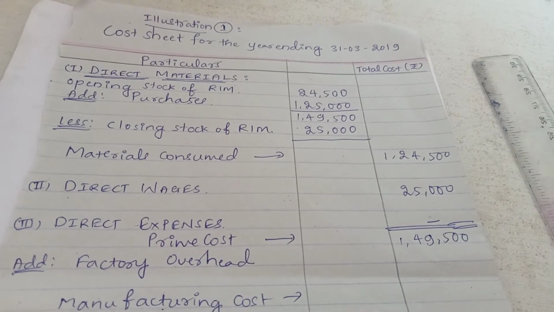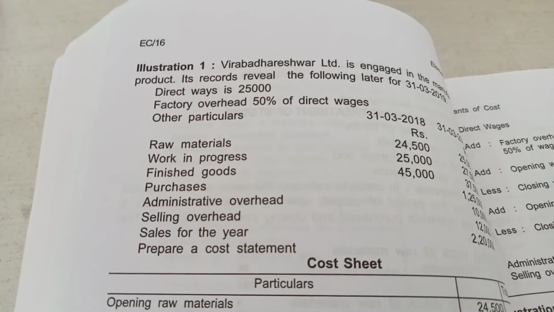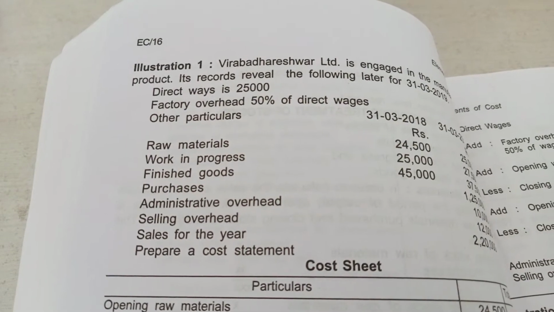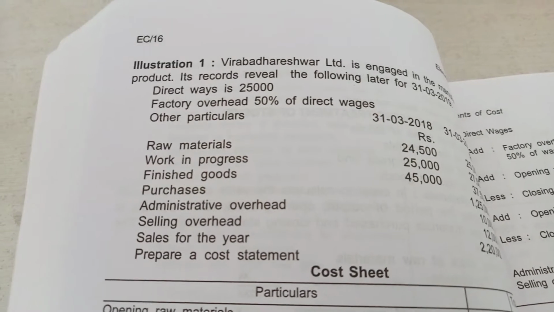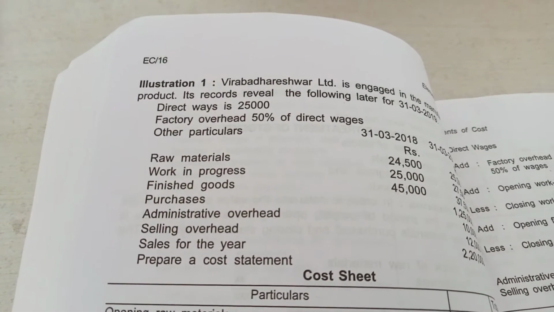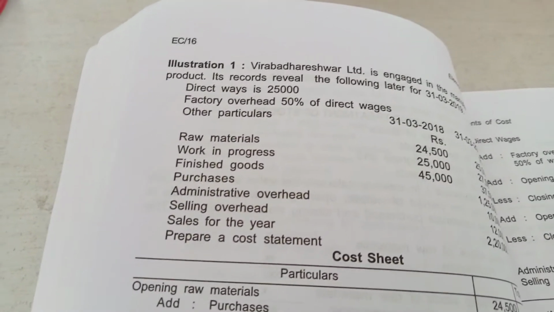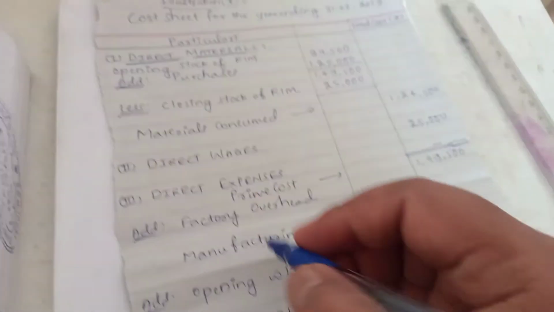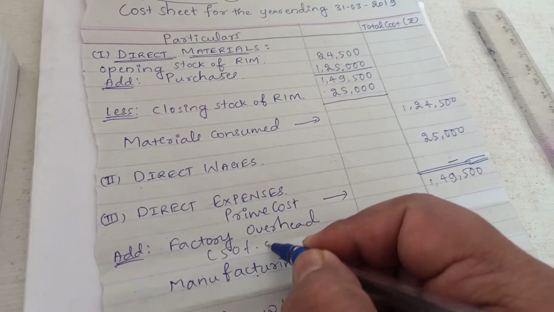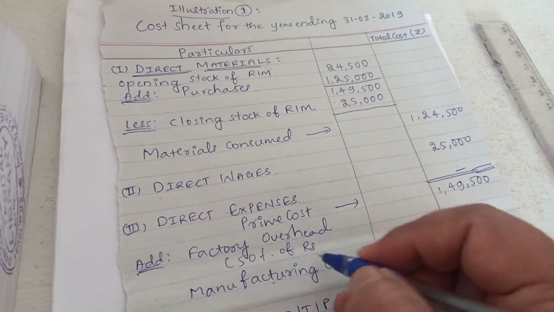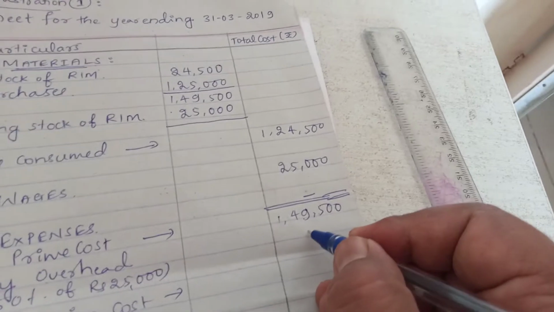Now we are supposed to add the factory overhead. What is the amount of the factory overhead? Factory overhead is 50% of the direct wages. So what is the amount of direct wages? It is 25,000. 50% will be the factory overhead. It means that 50% of 25,000 gives us 12,500. So here below this factory overhead I am going to write 50% of rupees 25,000. That gives me 12,500.